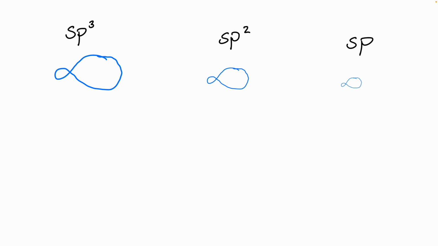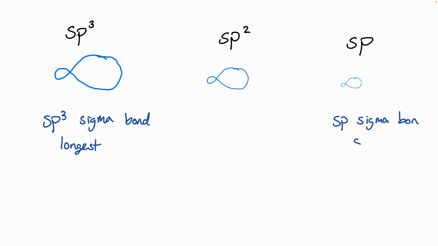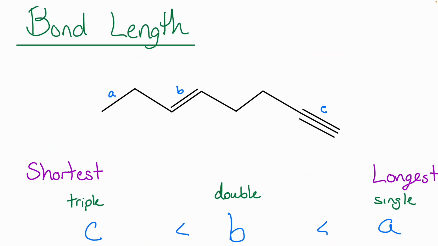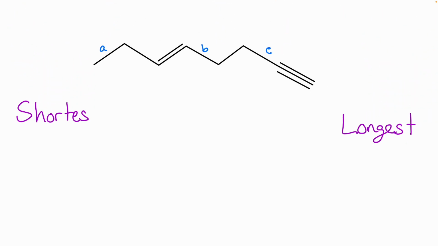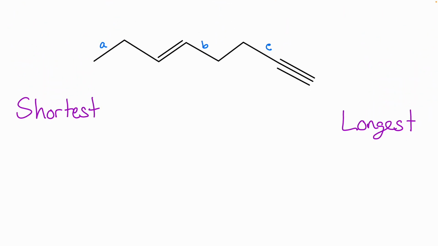So that simply means that an sp3 sigma bond is going to be the longest, and an sp sigma bond is going to be the shortest, and in the middle are those sp2 sigma bonds. So then going back to our example that we started out with, everybody take a second and see if you can't rank these from shortest to longest.